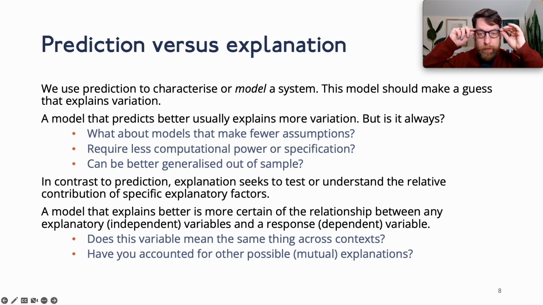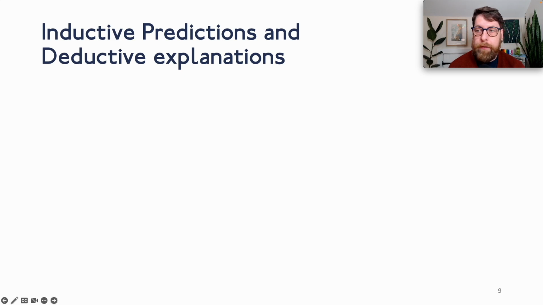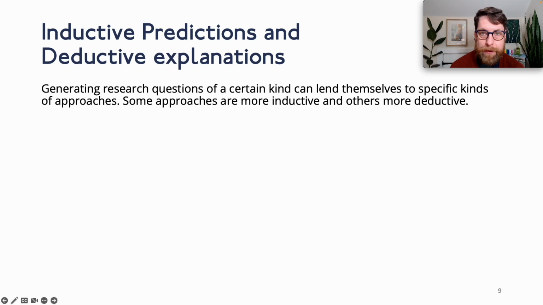Now, we're never absolutely certain. Remember, what we do is we only fail to disprove something. But we want to be more certain rather than less certain of a relationship. We also want to consider that certainty in terms of whether the variable means the same thing across contexts. Surely the price of a toothbrush is not the most complicated thing, but we will want to use models that talk about things which can vary significantly. So this gets us to a place where we can think of inductive predictions and deductive explanations.